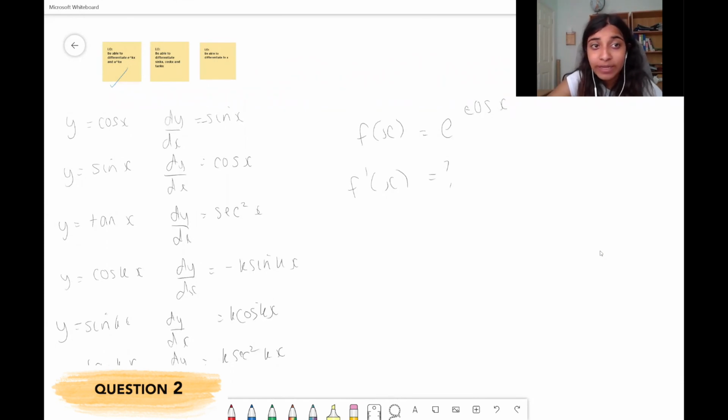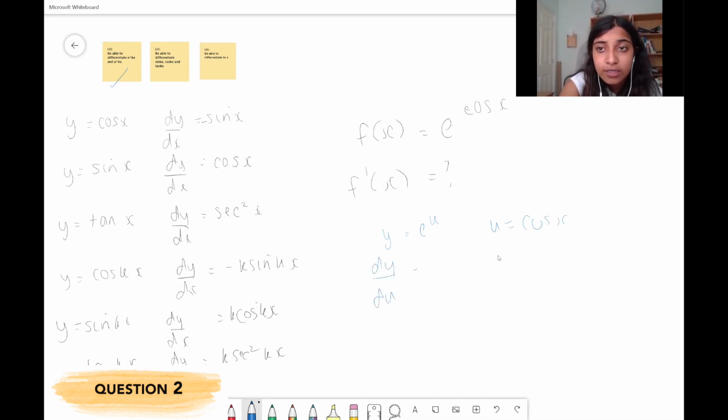So this is a combination of our trig derivatives and also our derivative of e to the power of x. But the first thing you want to know is you have two separate functions, so you want to use the chain rule. So we can write y is e to the power of u, with our u being cos x. So then if we do dy over du, using the fact that the derivative of e to the power of u would just be itself, e to the power of u.